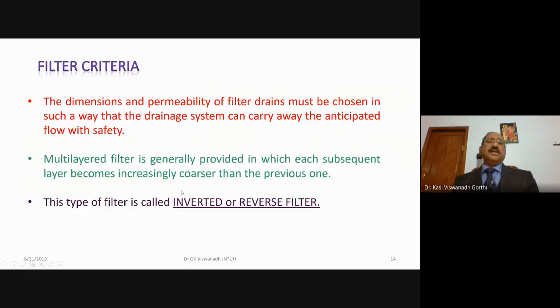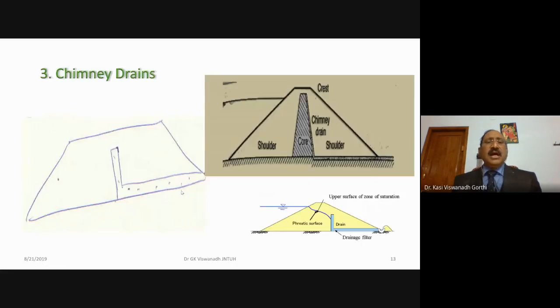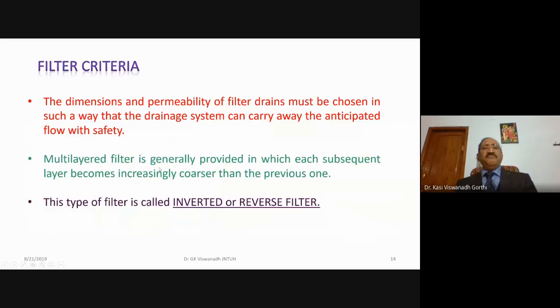So there are three types that we have seen. One is the toe filter, and the other is the horizontal filter, and one more is the chimney drain filter. So how to choose this filter criteria? The dimensions and permeability of the filter drain must be chosen in such a way that the drainage system can carry away the anticipated flow with safety. This is how the size of the filter and the filter provision is required for a dam.